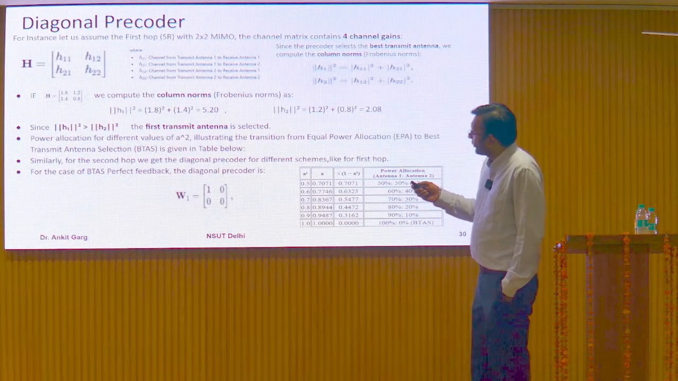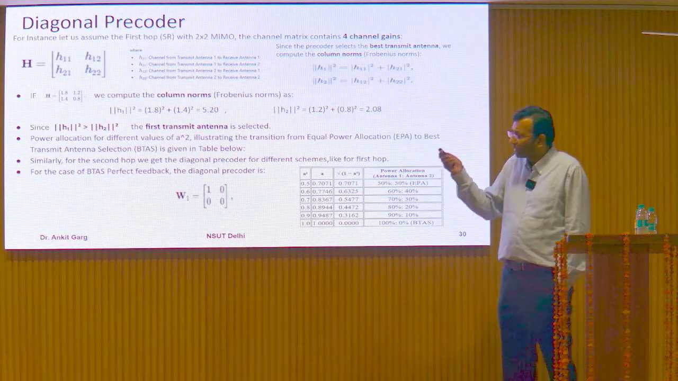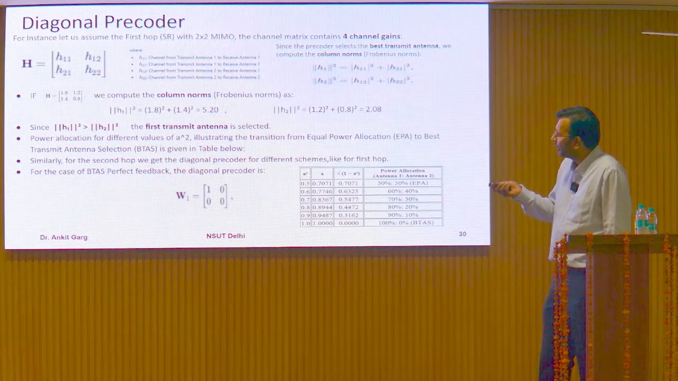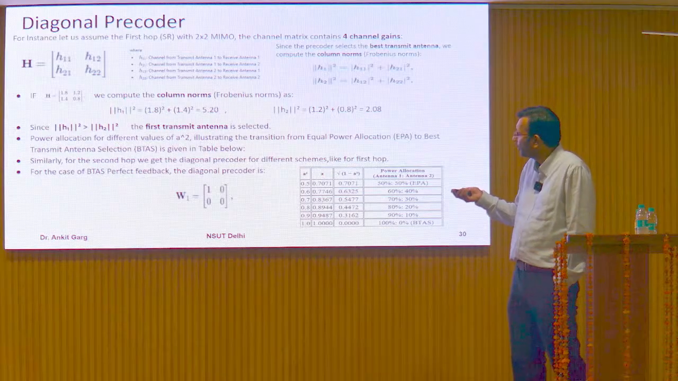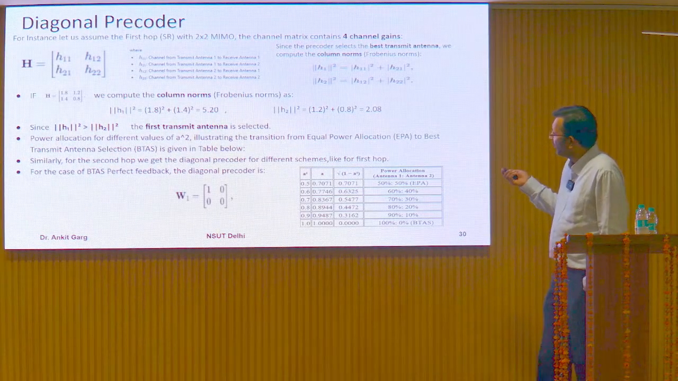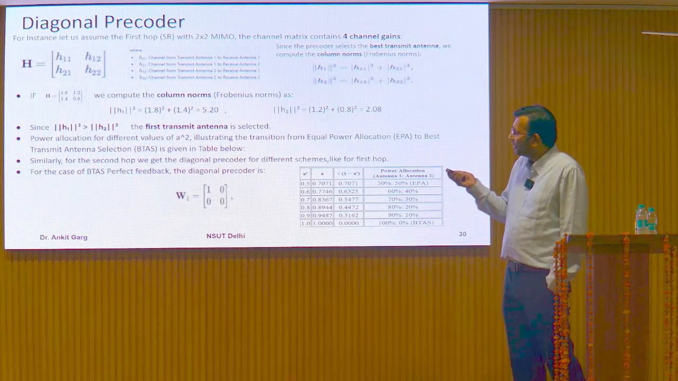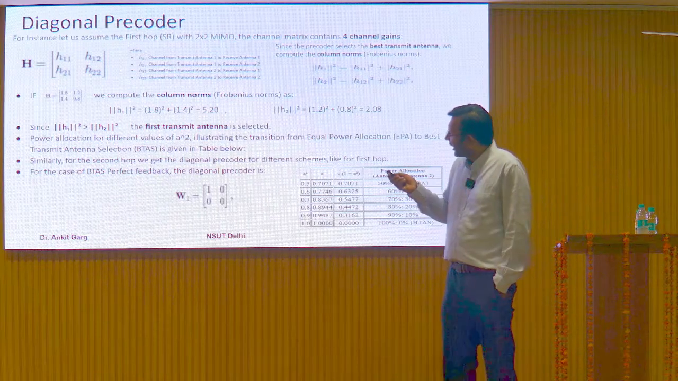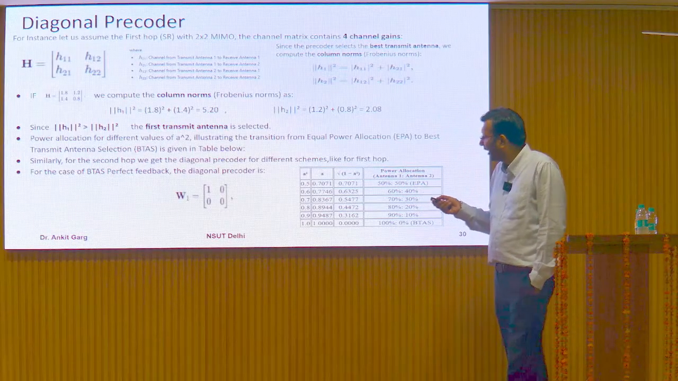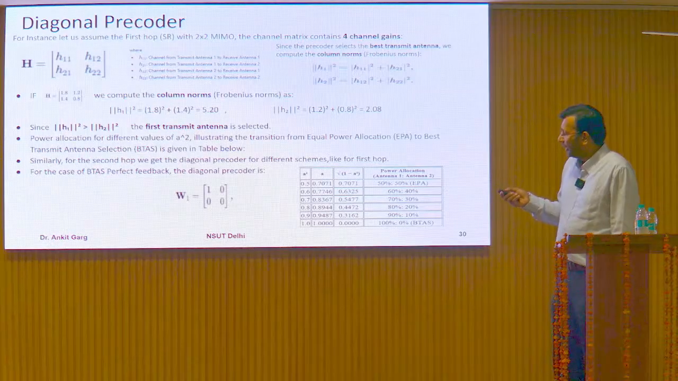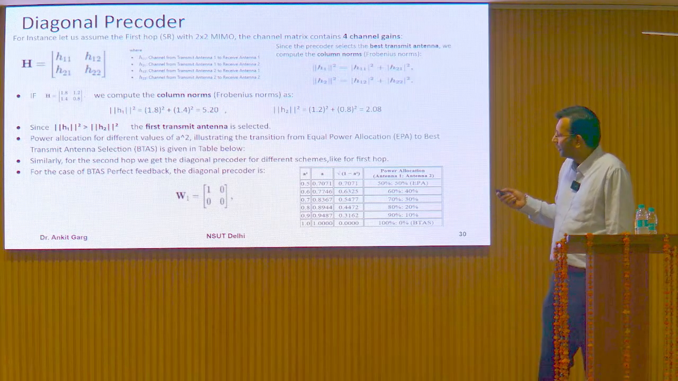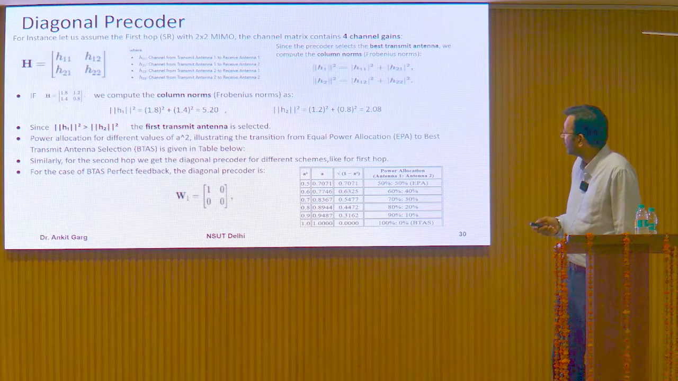So the norm of h1 squared is the sum of squares of the first column, as I've told you: 1.8 squared plus 1.4 squared, which is 5.2. And for the second column it is 2.08. It is quite clear that channel 1 has a higher channel gain. So we choose the first antenna, and accordingly the precoder would be W1. We give all the power to that first antenna, so it means 1, 0, 0, 0.